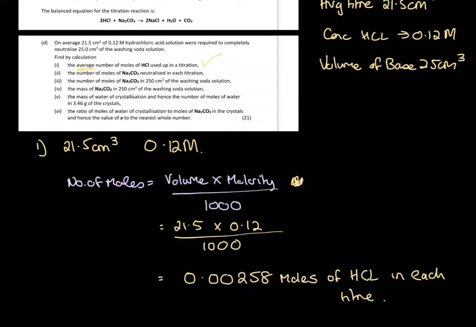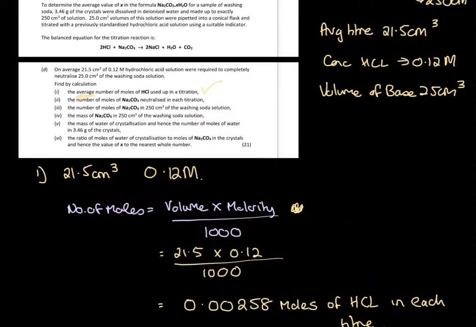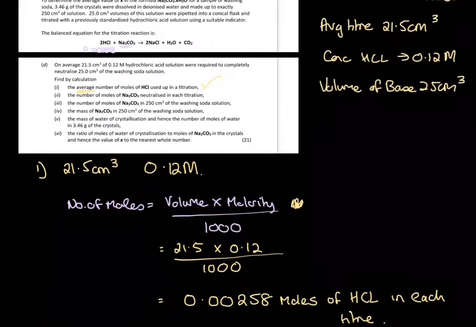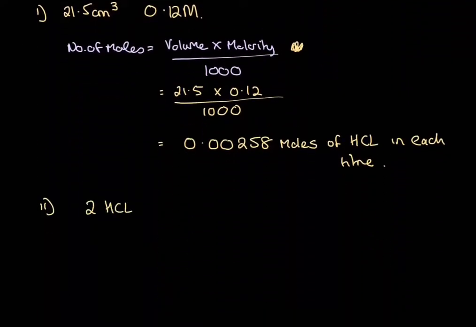Now let's look at the number of moles of sodium carbonate neutralised in each titration. So if I look up at the equation here, I've worked out on average how many moles of the HCl was used with each titration. If I know the number of moles here, I can work out the number of moles across the equation because we have the ratios. Now the second question is asking me about the sodium carbonate. If I compare the HCl to the sodium carbonate, it says I have 2 moles of HCl reacting with 1 mole of the sodium carbonate. That is a 2-to-1 ratio.